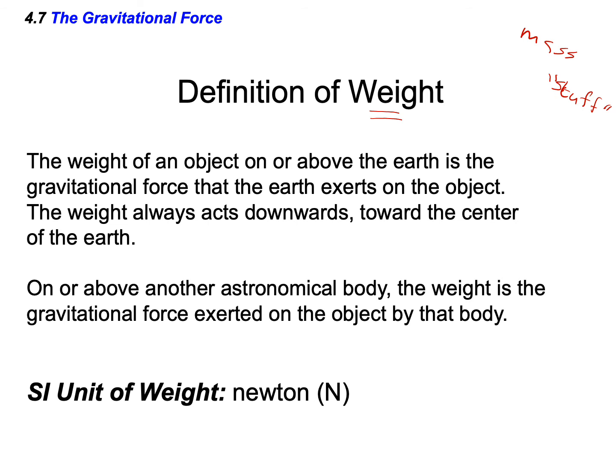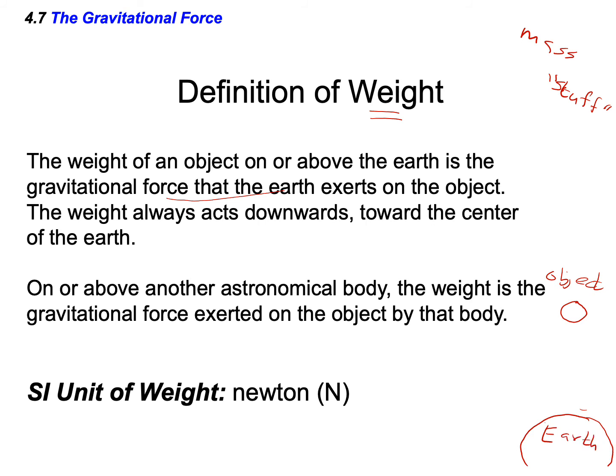So the weight of an object near Earth's surface is the gravitational force that Earth exerts on the object. So the weight always acts toward the center of the Earth. If you have an object, let's draw a small sketch. If you have an object near Earth, let's say this is the Earth's surface.